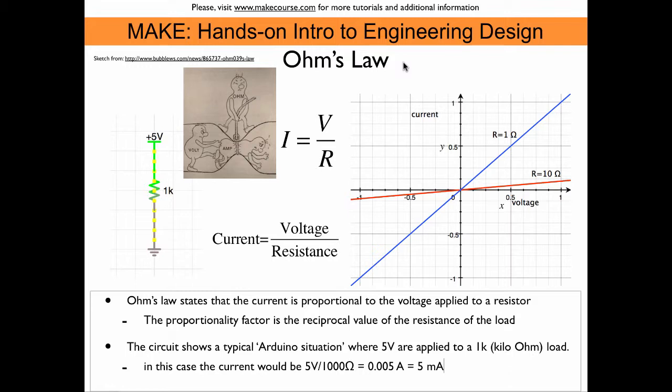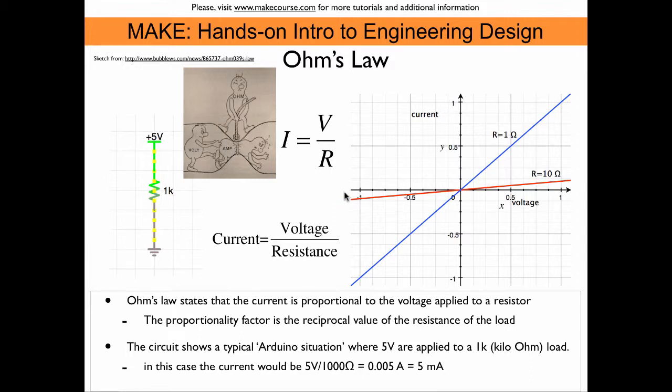Ohm figured out that current and voltage depend linearly on each other. The typical way Ohm's law is written is that the current is equal to the voltage divided by the resistance. In essence, in this funny cartoon, the voltage is the energy that tries to kick the electrons through the circuit, but the resistance curtails the current.